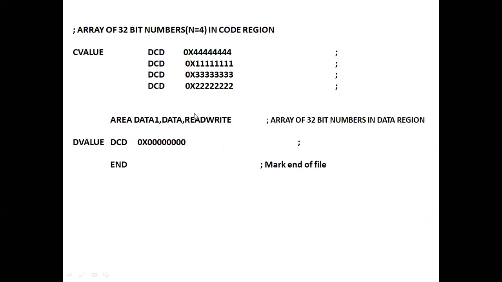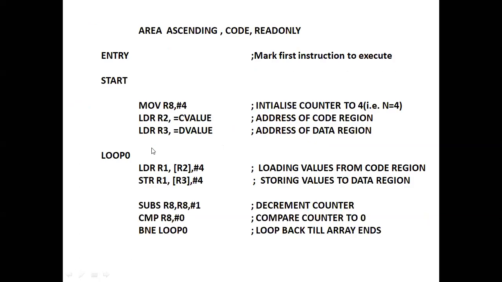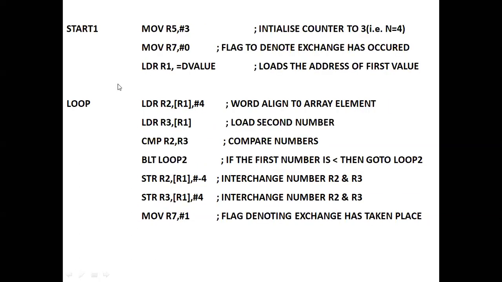So here when it compares, it compares whether R2 is greater than R3. If it is greater than R3, in that case, we need to swap. Or else, if R2 is less than R3, in that case, you have to jump to loop 2. If the first number is lesser than R3, no need of swapping, you can just jump to loop 2.